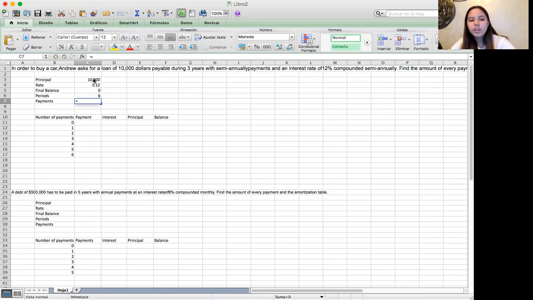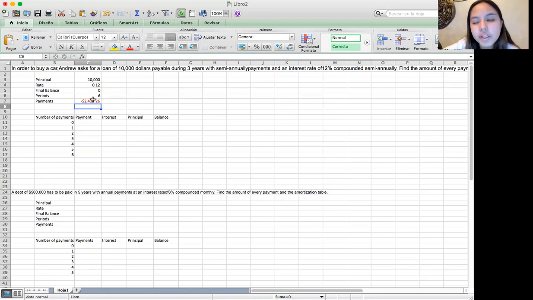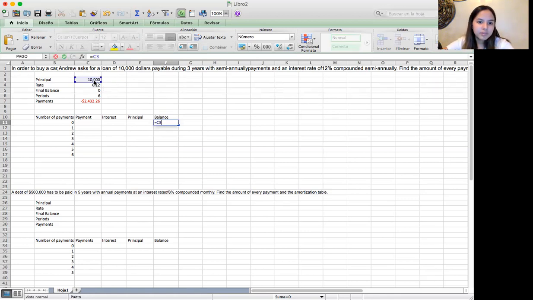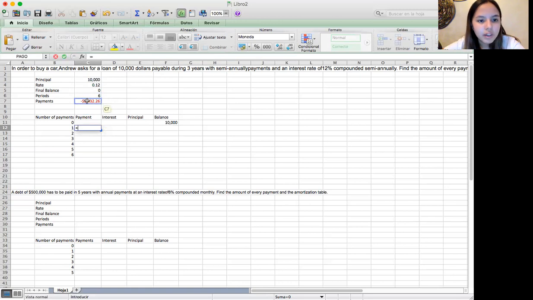Now the payment, we have the formula here and it's this one: rate, comma, period, comma, principal, comma, and the final balance. And here you have the payment of every period. In the first one, we only need to put the principal. And here we need to put the same payment in every period, so we will copy this.